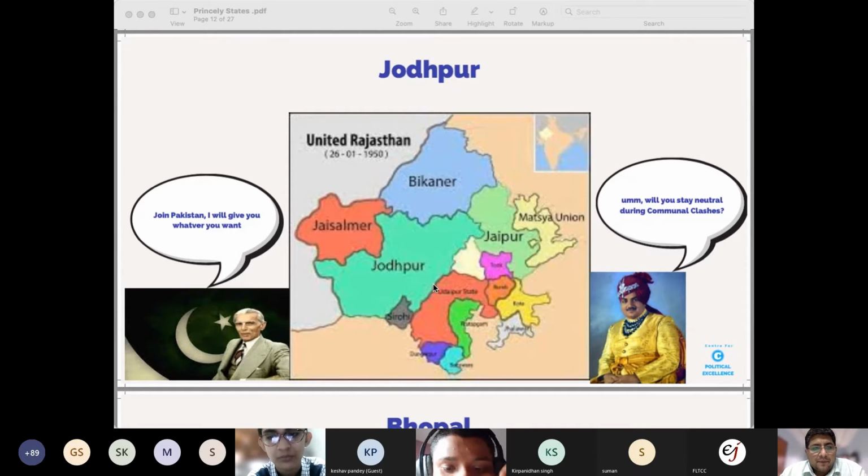And ultimately, Patel assured the Maharaja that Jodhpur would be connected to the Gujarat region, that was the Kathiawar region, by railway, and India would help them with grains and with other supplies like arms and all. And finally, on 11th of August, Maharaja Hanwant Singh, the king of Jodhpur, signed the instrument of accession, and this is how the state of Jodhpur was integrated into India.